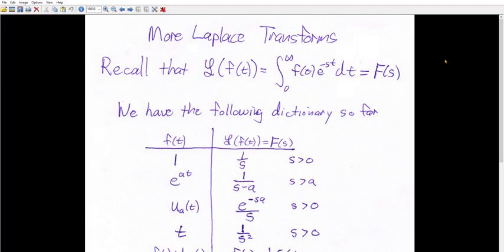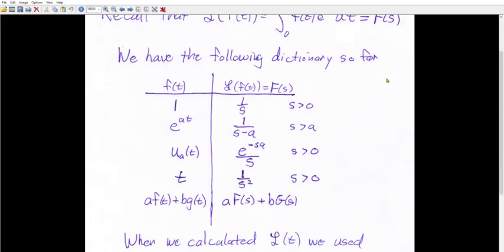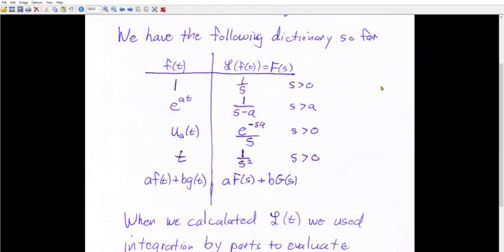Today we will say some more about Laplace transforms. Recall that the Laplace transform of f of t is given by the integral from 0 to infinity of f of t e to the minus st dt, and we notate that as capital F of s. So standard notation here: Laplace transform of little f of t is capital F of s. And we've calculated some of these things, and this is what we know so far.